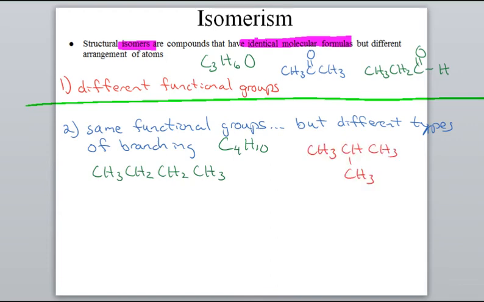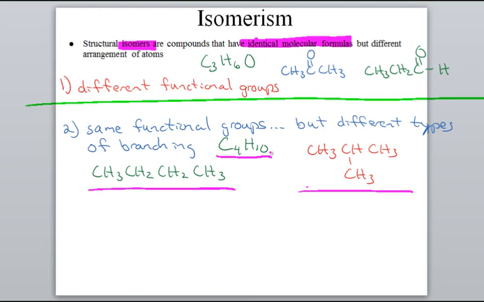They're different molecules. This is butane, and it would have certain chemical properties, certain physical properties. This is 2-methylpropane. Different chemical properties, pretty close. They're both alkanes, but definitely different physical properties. The melting point and the boiling point of 2-methylpropane would be different than butane. They're different molecules, same formula, different types of branching.